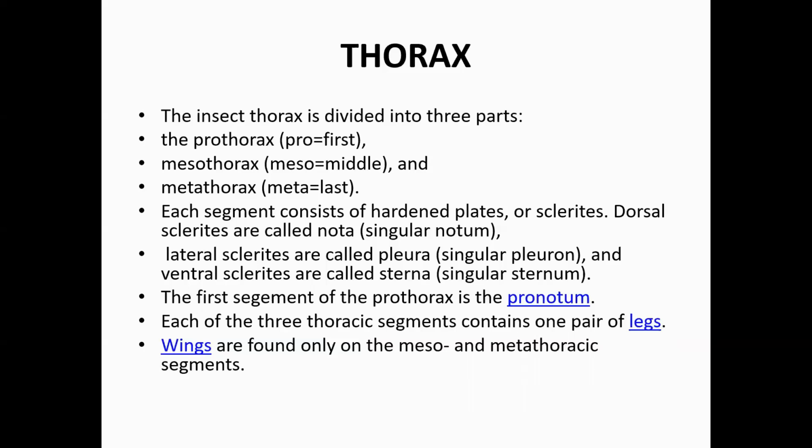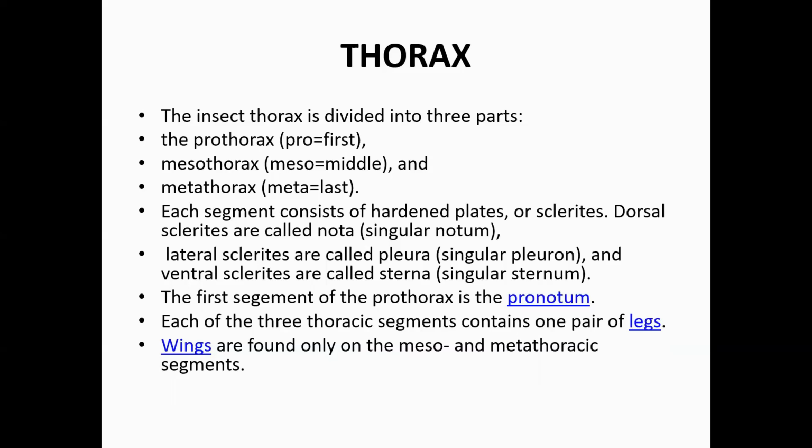Each segment consists of hardened plates or sclerites. The dorsal sclerites, the upper sclerites, are called nota. The singular is notum. And lateral sclerites are called pleura, or the pleuron. And ventral sclerites are called sterna, or sternum.